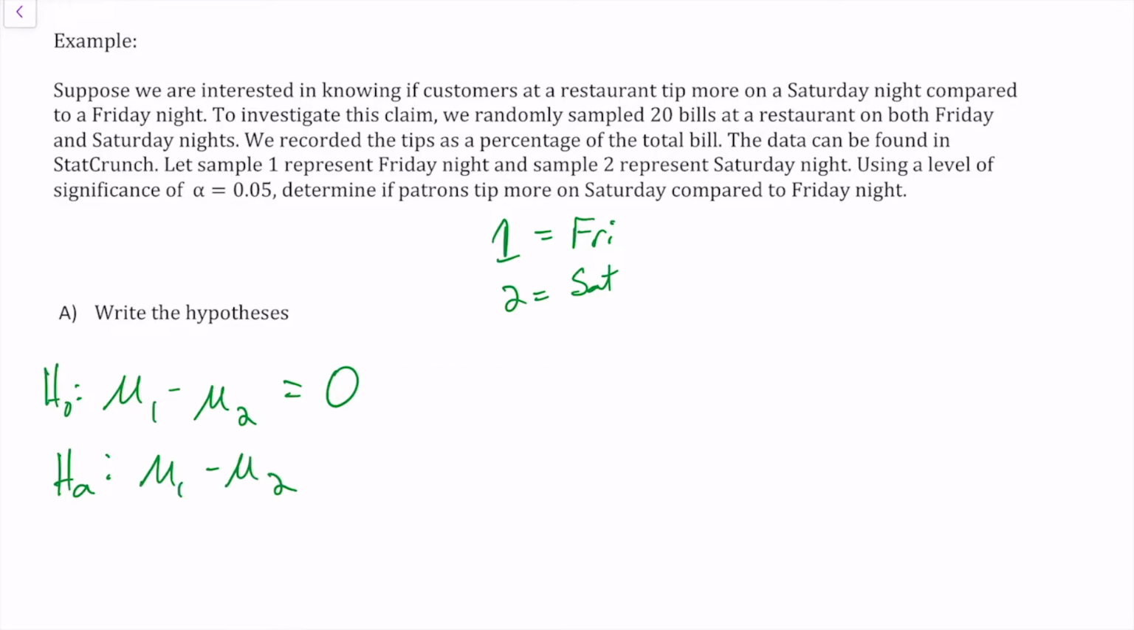Let's think about this. We're trying to test if people tip more on a Saturday night compared to Friday night. Because remember Friday is the first sample, we're comparing the mean tips on Friday minus the mean tips on Saturday. So if we're trying to test that Saturday tips are more, that means that Friday minus Saturday is going to be a negative number. You have a small number minus a big number, that's going to lead us to something negative. So that's why our alternative hypothesis is mu1 minus mu2 less than 0.